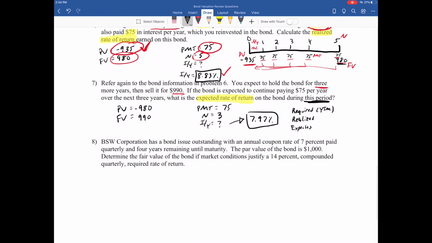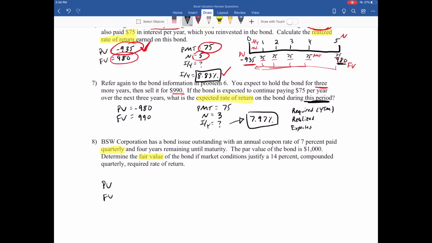And lastly, we have a bond issue outstanding with a coupon rate of 7%, paid quarterly now. 4 years remaining, bond par value is $1,000. They want to determine the fair value. Hopefully you know by now, fair value is just the price. Market conditions justify a 14% compounded quarterly required rate of return.